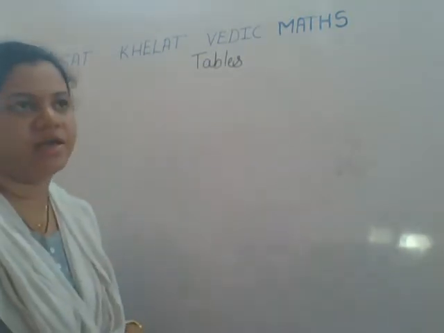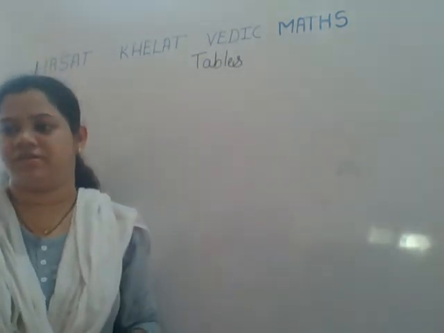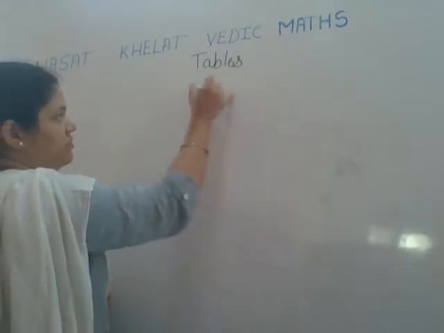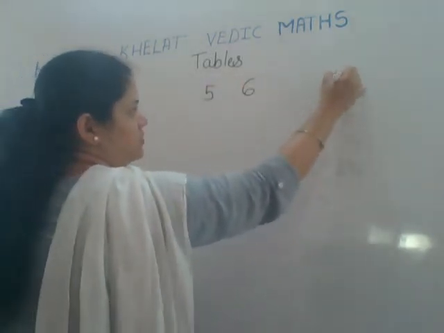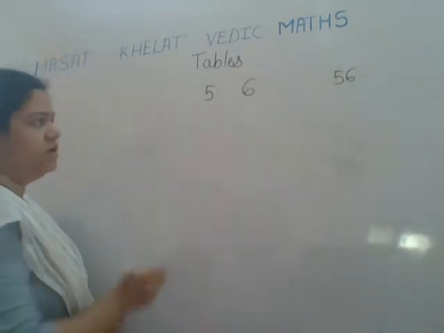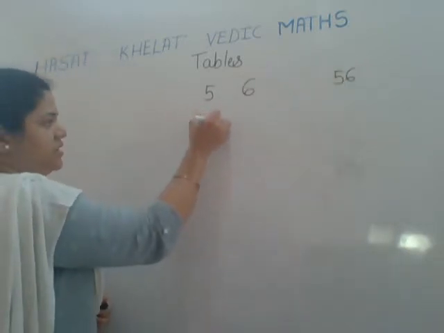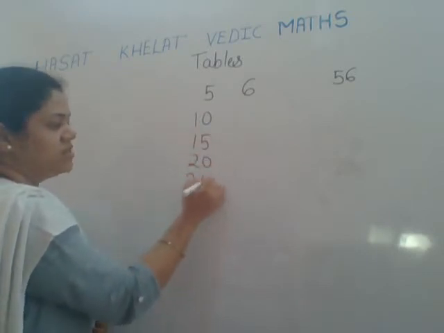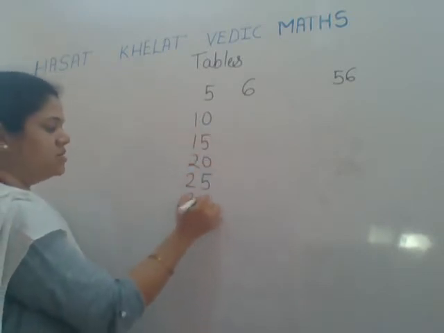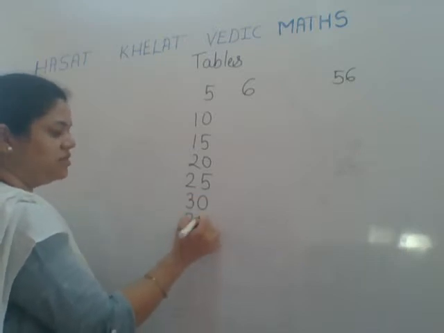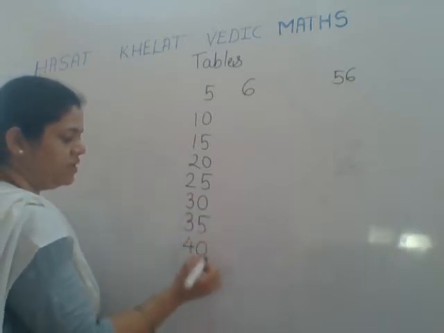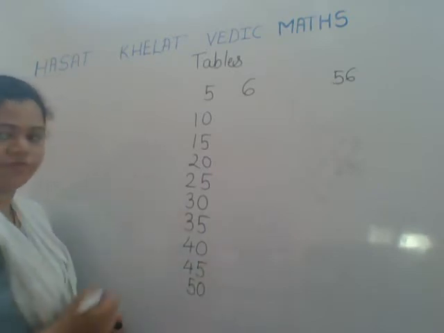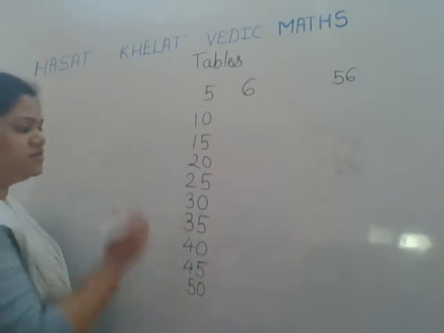Suppose I have to prepare a table of 56. In the same way, I will write 5 and 6, and here I will write 56. 5 table: 5 twos are 10, 5 threes are 15, 5 fours are 20, 5 fives are 25, 5 sixes are 30, 5 sevens are 35, 5 eights are 40, 5 nines are 45, and 5 tens are 50.